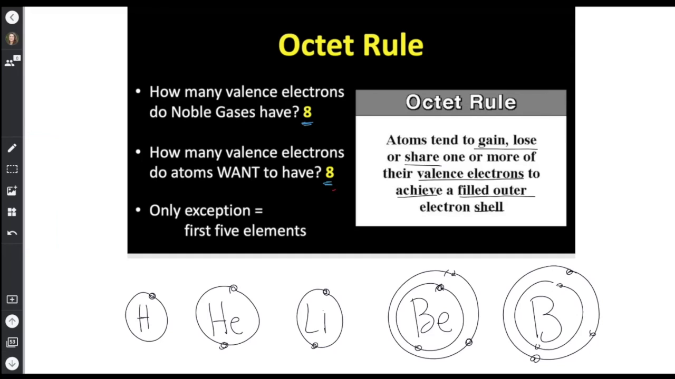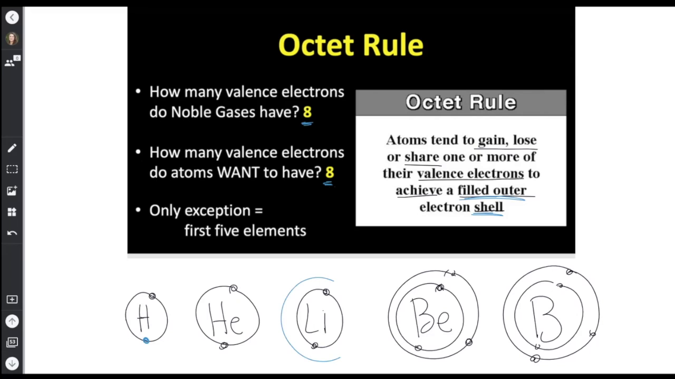So the only exception is the first 5 elements. Why? Well, first off, let's think about why 8 was important. Because 8 is a filled outer shell. Well, the first shell only holds how many? 2. So hydrogen just needs to gain 1 more. Is this shell full? Yes, because it's 2. Helium has 2. Is it full? Yes, the inner shell.